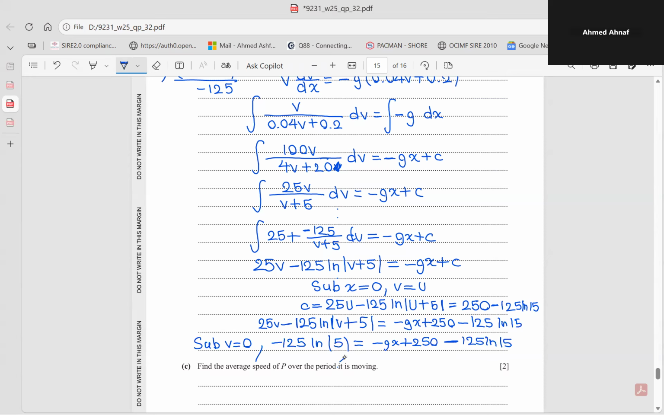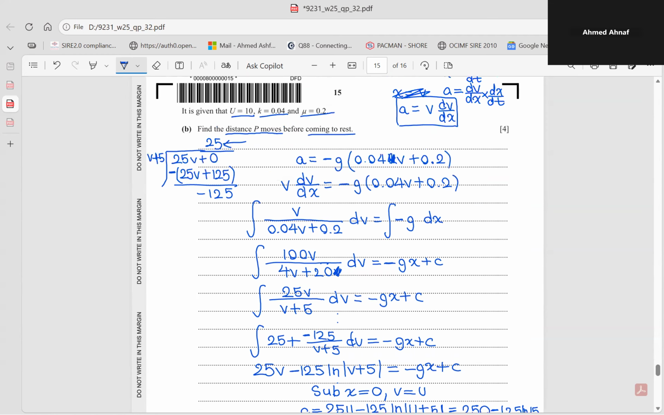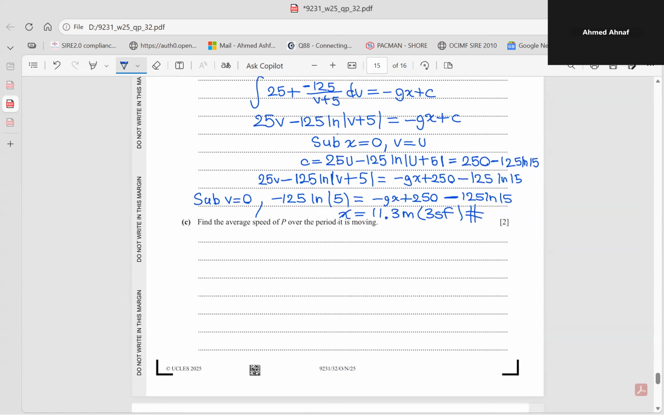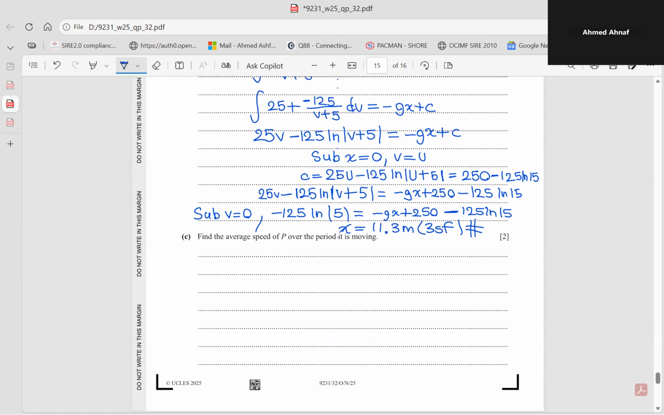So simplifying all that, x is just going to be, just press your calculator: 125 ln 15 minus 125 ln 5 minus 250, divided by negative 10. You will get 11.3 meters to 3 SF. So this would be our final answer for this second part. Let's move on to the last part.